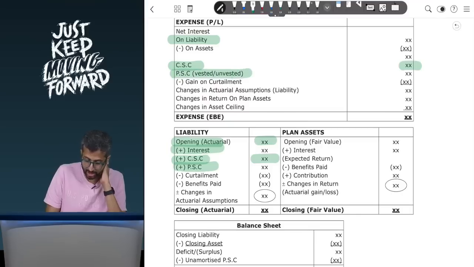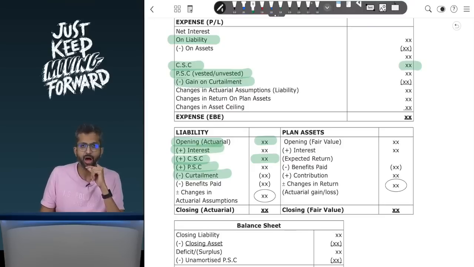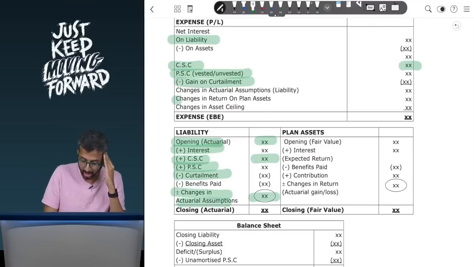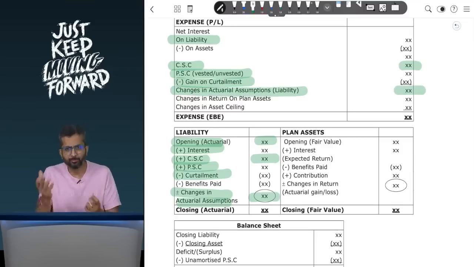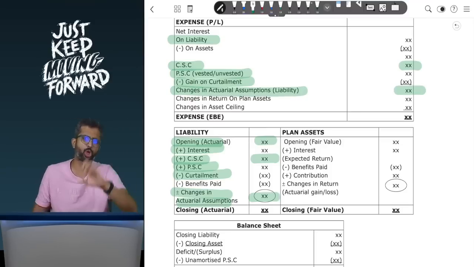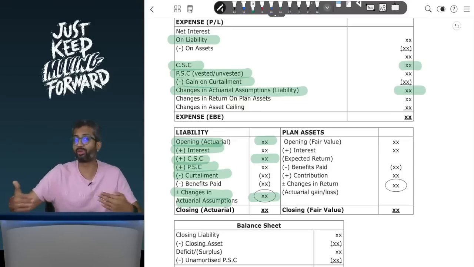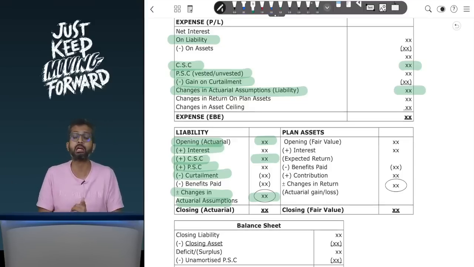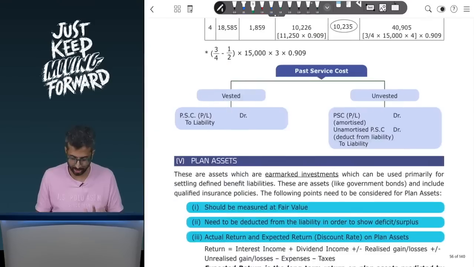Past service cost, whether it is vested or unvested, whatever is amortized will be taken over here. Next, you have curtailment. Any gain or loss on curtailment will also go to the P&L, if any. However, there can be changes due to actuarial assumptions. If there are any, that will also be taken in your working in the profit and loss account. Generally, you can find the gains or losses due to changes in actuarial assumptions as a balancing figure. After doing all of this, if your closing balance is not tallying, that is because the actuary must have changed the assumption, and hence the balancing figure is attributable to changes in actuarial assumptions.